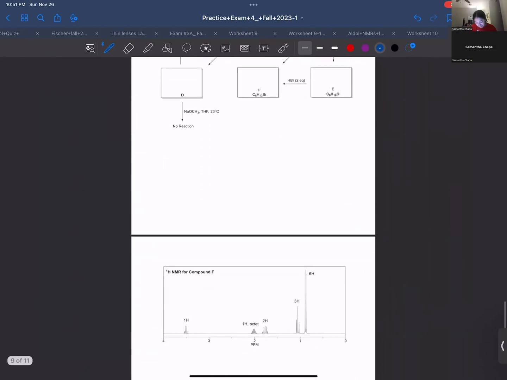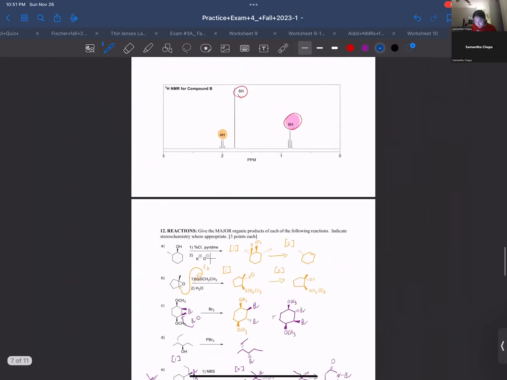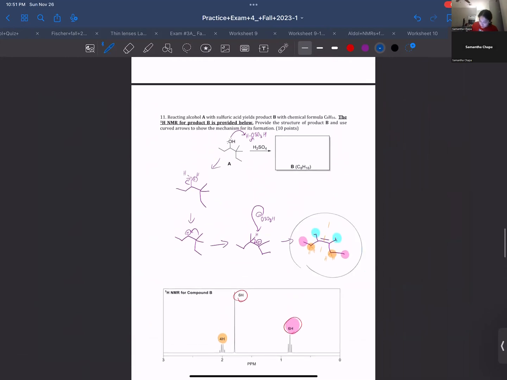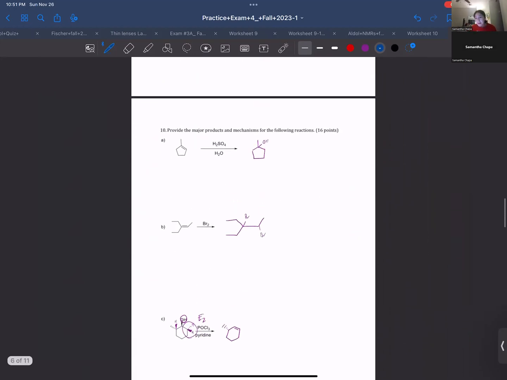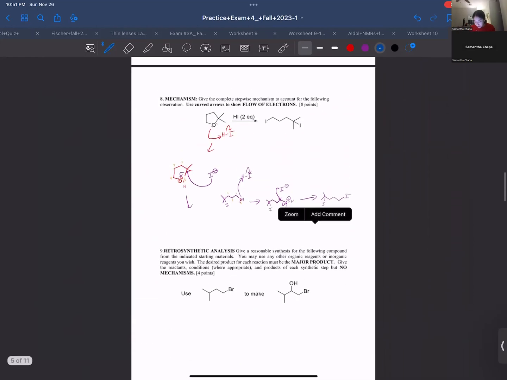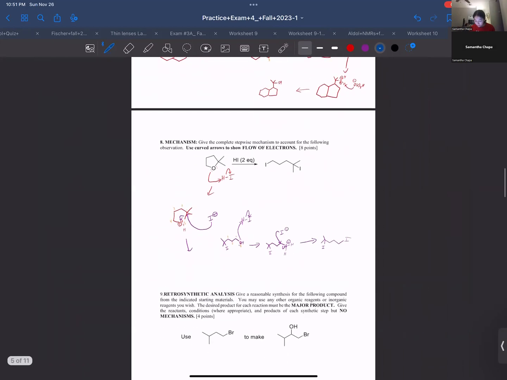So I'll go through NMR. You can try it on your own, and then we'll check it in office hours. Let me just insert this right here. Again, the mechanisms you can go through in your book. Synthesis, I won't go through that. Again, we can check it for you.